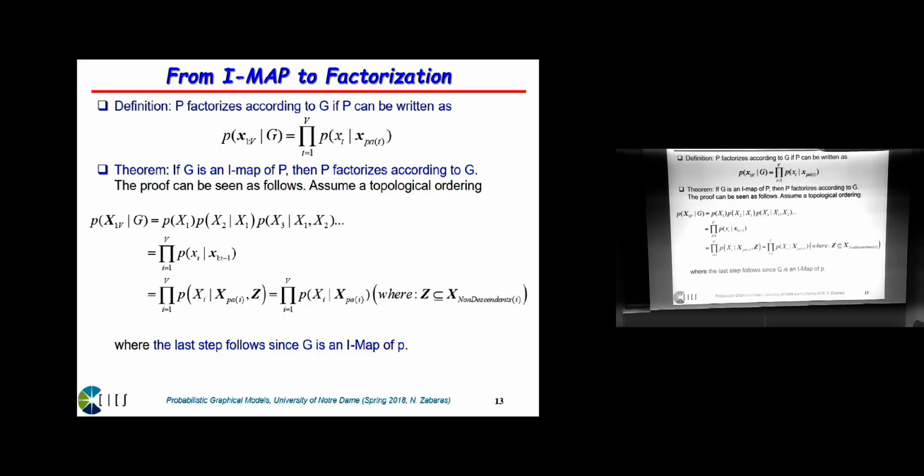And the proof is trivial because if you take the distribution P and you arrange the nodes in topological order using the product rule of probability, you can write it as you see on the first line or as you see here. And then these previous nodes will be the parents and the non-descendants except the parents. So Z is the non-descendants minus the parents. And I can write this probability equal to that. Why? Because G is an I-map of P. And there is the proof of the theorem.